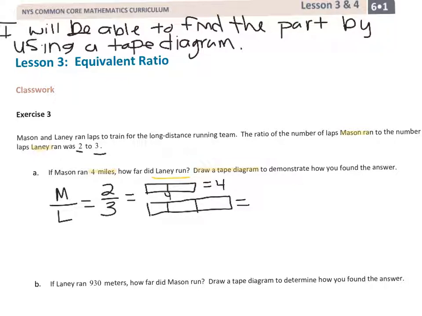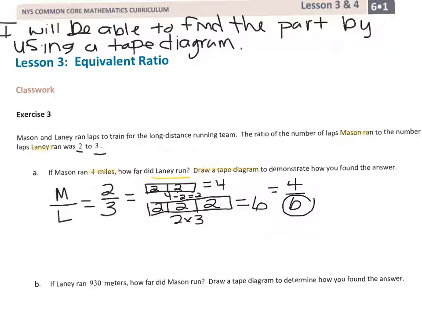And 4 divided by 2 is 2. So that means 2 goes inside each of these boxes here. If 2 goes in each of those, so 2 is going to go inside all of them. Okay, so if there's 2 in each of those, and there's a total of 3 of them, so that's 2 times 3, so that makes 6. So that equals 4 over 6. So the question was, how far did Lanny run? So the denominator is representing Lanny, so Lanny ran 6 miles.